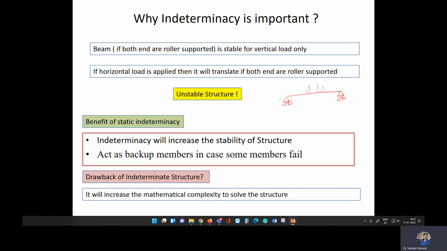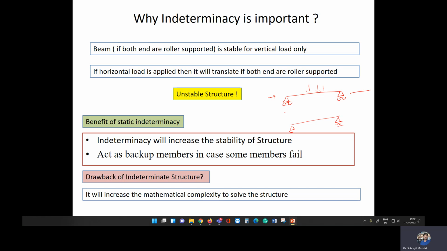Now the question is, if we apply some load in the horizontal direction, then the beam structure will not be stable. The structure will move from this position to somewhere here. Basically, the ideal condition of a simply supported structure is that one end is roller and the other is a pin connection. In that case we call this simply supported.